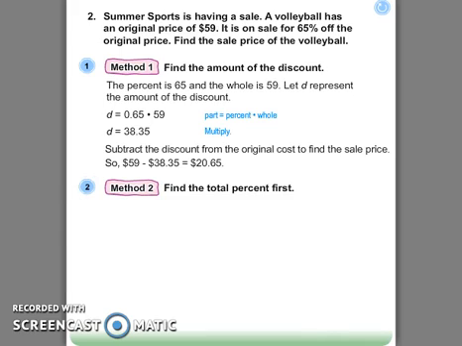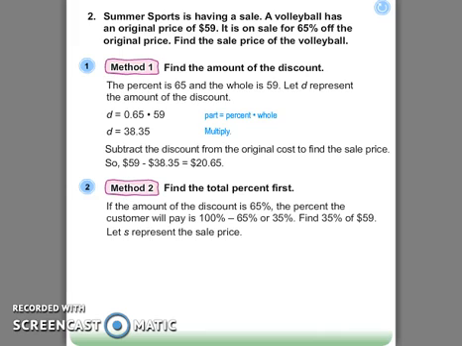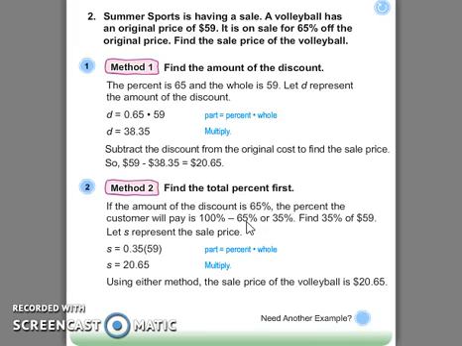Now using method 2, we could find the total percent first. So if they're taking off 65%, that means instead of paying 100%, you're paying 65% less of what they're asking. So you could subtract that first, and you know that you are only going to pay for 35% of the original selling price. So we really need to find 35% of 59, and that's what you are going to pay, because they are taking off 65%.